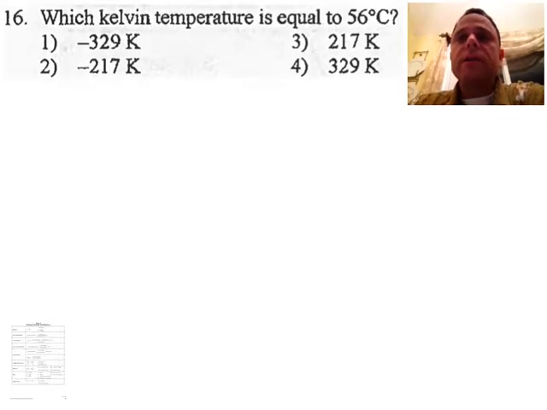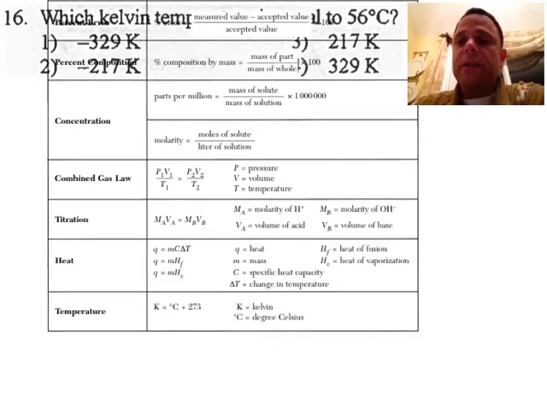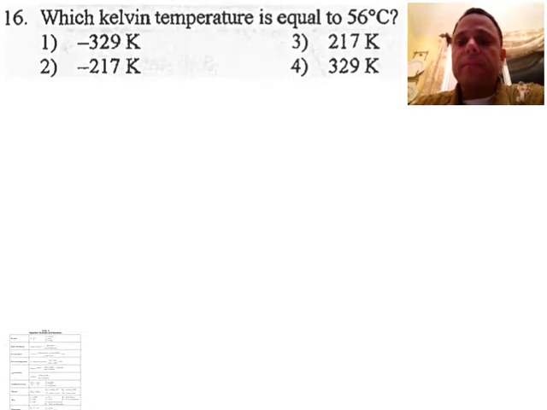Alright, 16. Which Kelvin temperature is equal to 56 degrees Celsius? Well, previous questions did rely on this knowledge, and let me bring you back to the formula necessary, and it's right here. Kelvin temperature is equal to the degree Celsius plus 273. Let's get this out of the way, do the math.